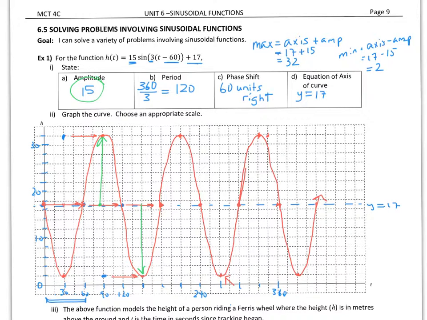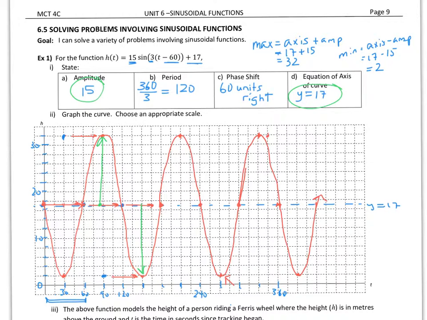The axis of the curve happens where the equation of the axis of the curve is. So the axis of the curve is y equals 17. That would represent the height of the axle of our wheel. So the middle point or the rotation point of that wheel or that circle is 17 meters above the ground. It's the height of the axle of the wheel or the middle point.